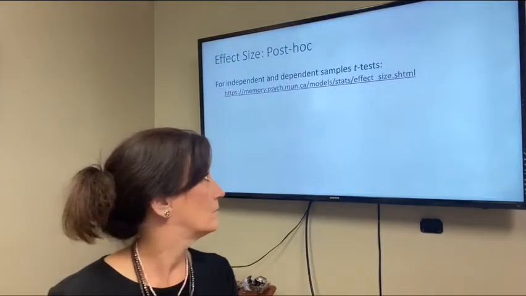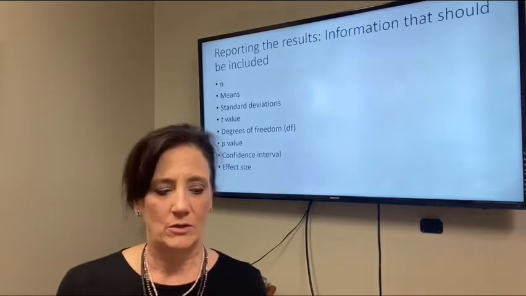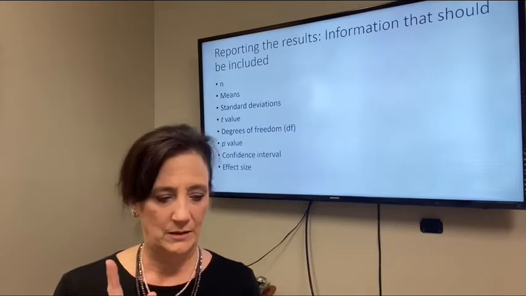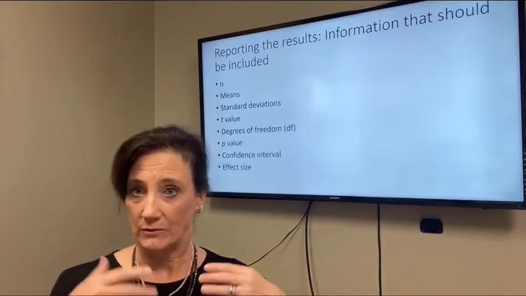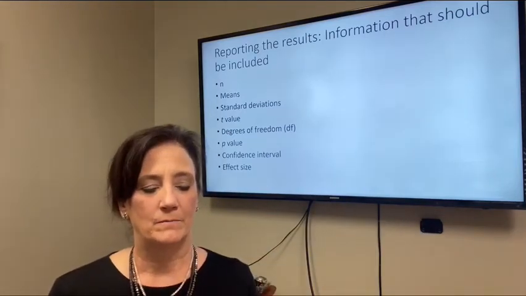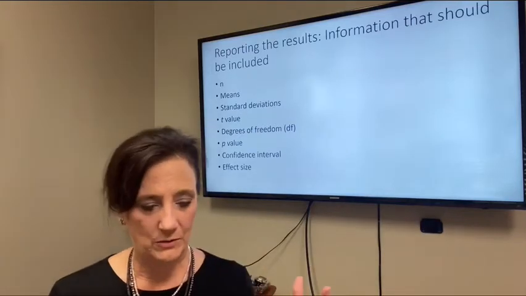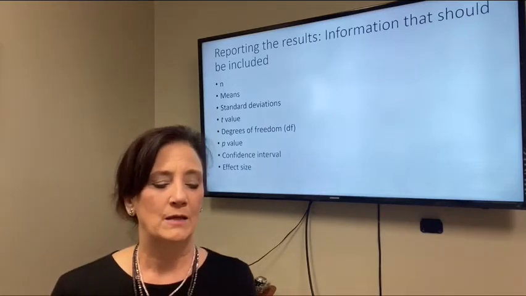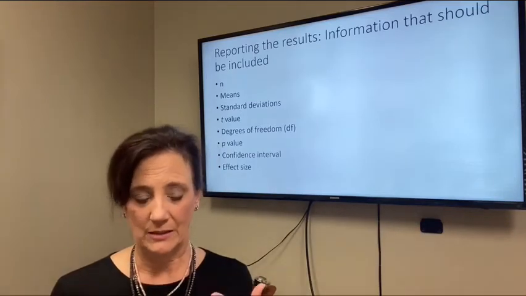Okay, good deal. All right, so we've talked about reporting results as we've gone through each of those slides. This is just a summary of that, reminding that you need to report how many people, and if you've got 2 groups, you have to report how many people were in each group. Report what the means were for each group or for the pre and the post test. Report what the standard deviation for the means was. Report your t-value. Report your degrees of freedom.